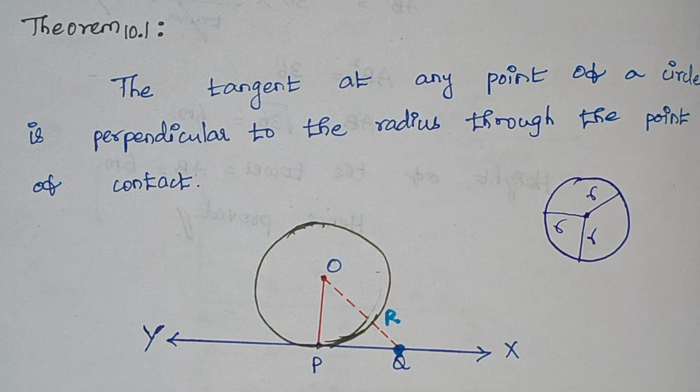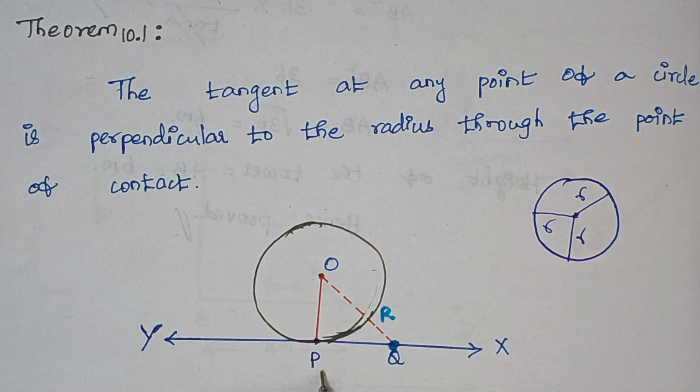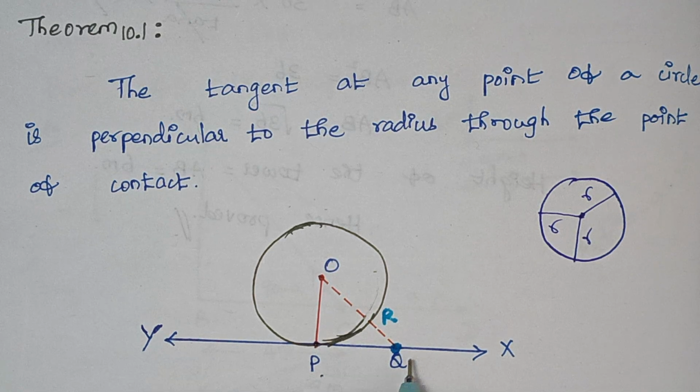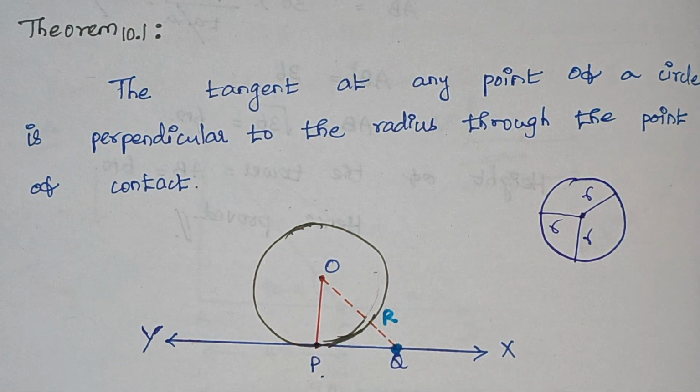So what do you mean by point of contact? The point that is here, the point P, is known as the point of contact, right? The point where the tangent touches the circle, that is, touches the circumference of the circle, is known as the point of contact. So here, what does the theorem state?